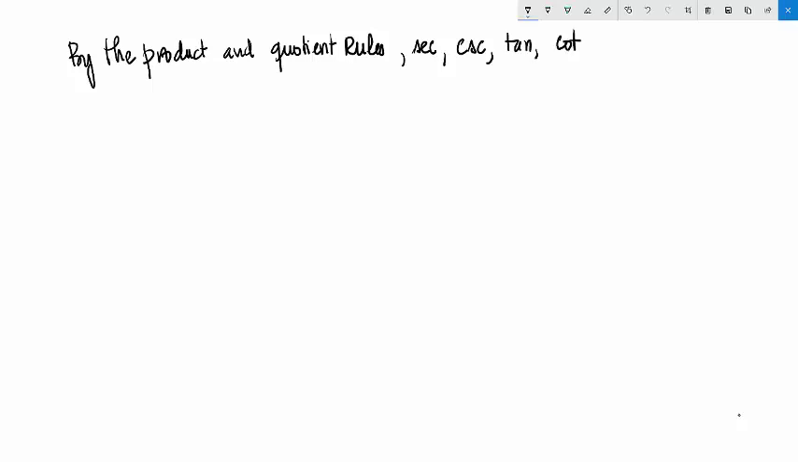The product rule, by the product and quotient rules, secant, cosecant, tangent, cotangent are all continuous on their domains.